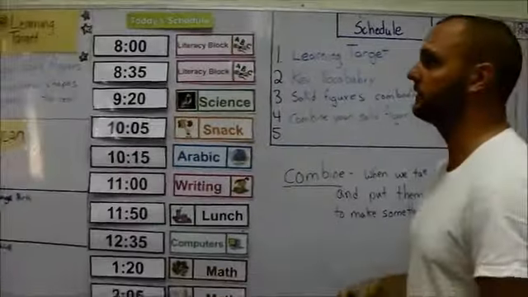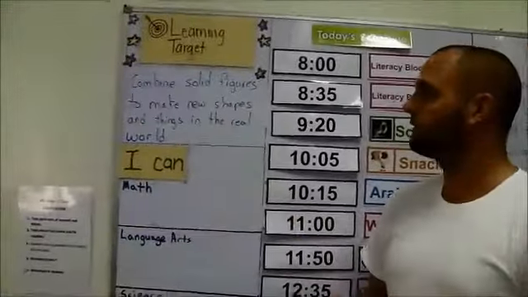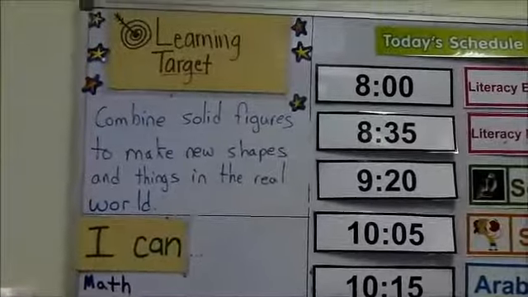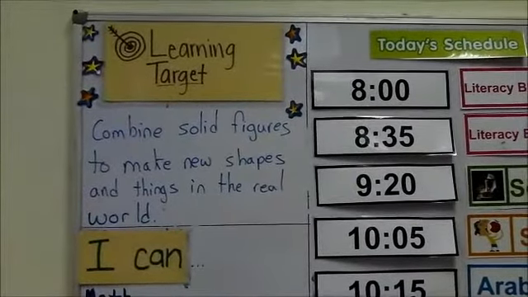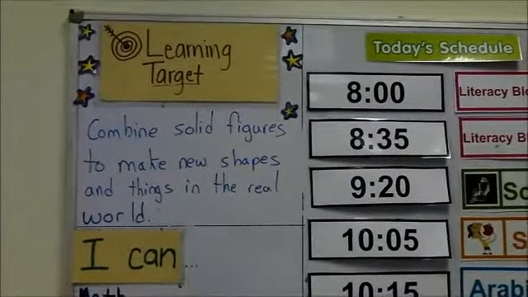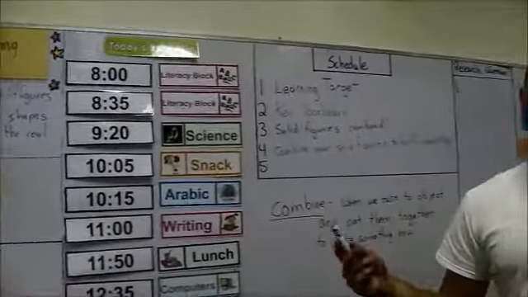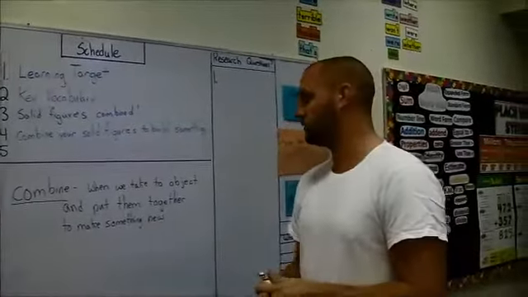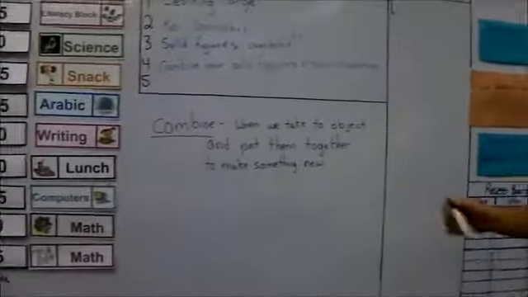Okay, let's take a look over here first. Here's our learning target for the day: combine solid figures to make new shapes and things in the real world. So we're going to take those and actually make things that we can do in the real world. Let's take a look first at our key vocabulary.